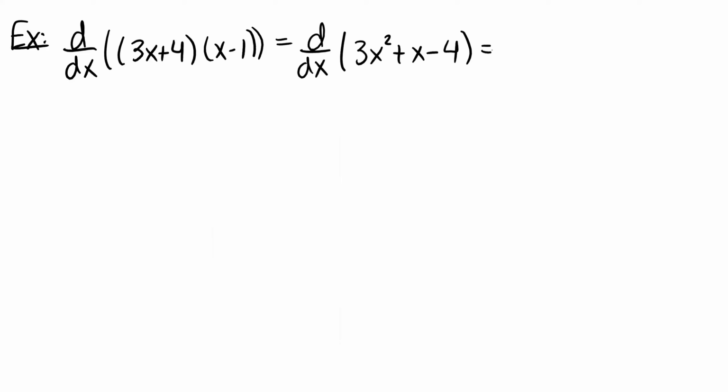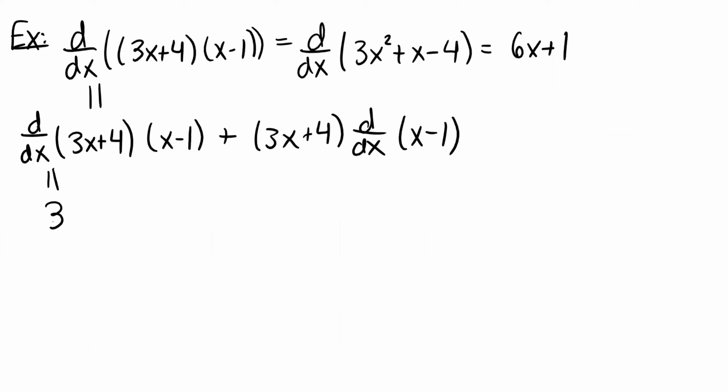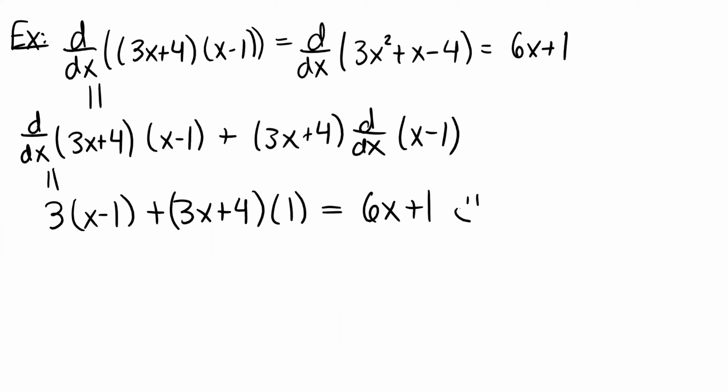Let's do an example. If we want to take the derivative of 3x plus 4 times x minus 1, we could FOIL it, then use the power rule. We could also use the product rule. Our first function is 3x plus 4, and the second function is x minus 1. So when we take the derivative, we get 3 times x minus 1 plus 3x plus 4 times 1. Notice if we simplify this, we get the same answer.